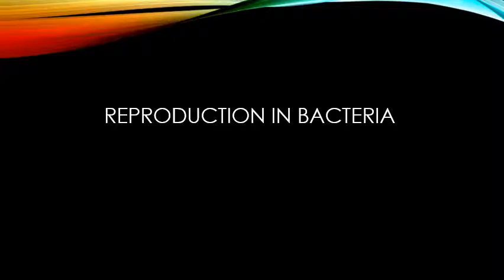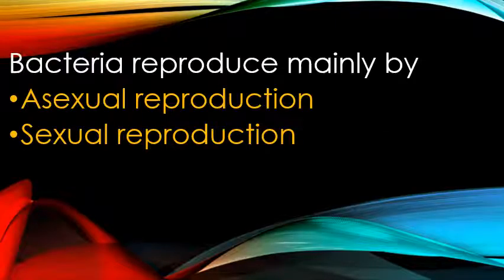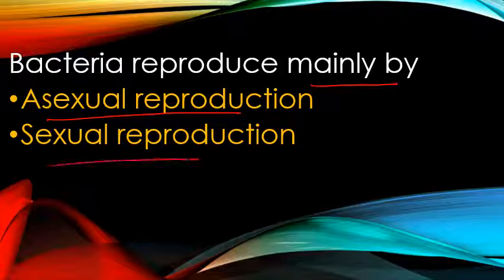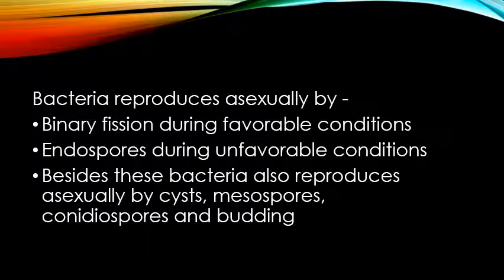Today in this class we are going to see reproduction in bacteria. So if we talk about bacterial reproduction, bacteria reproduce mainly in two ways: asexual reproduction and sexual reproduction. First we will see asexual reproduction.